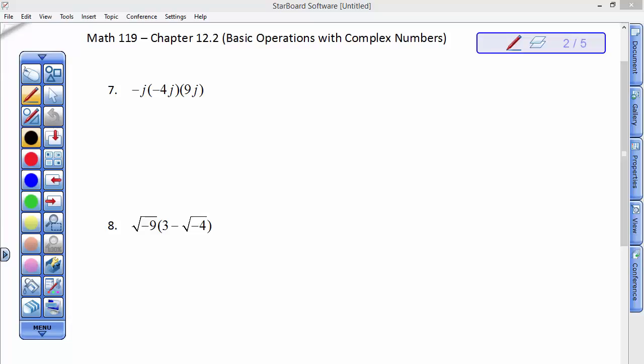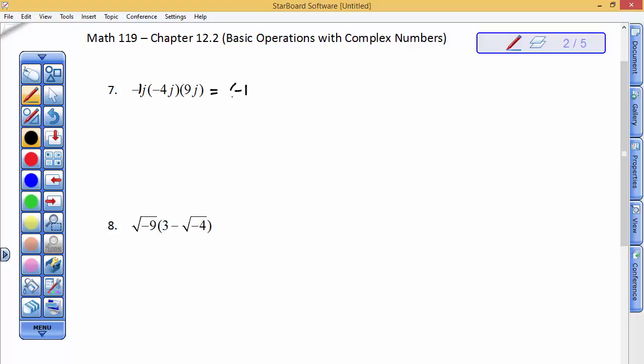Okay, this segment is just multiplication of complex numbers in rectangular form. So what I have here in number 7 is a monomial, a negative j, times a monomial, negative 4j, times a monomial, 9j. Remember, this one has a negative 1 in front. These are just monomials, so I can write these in any order.